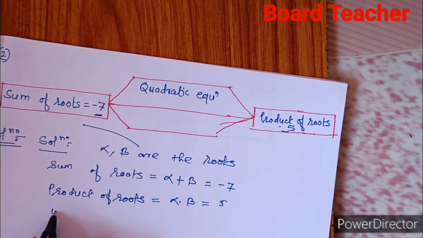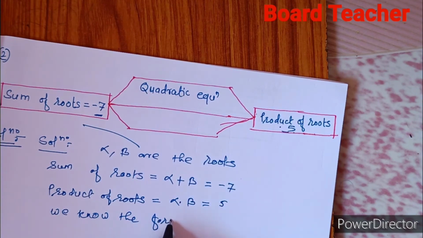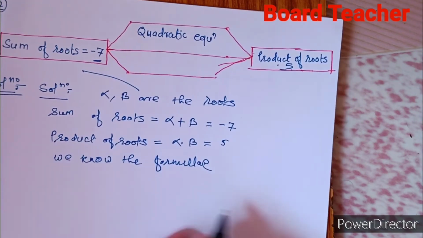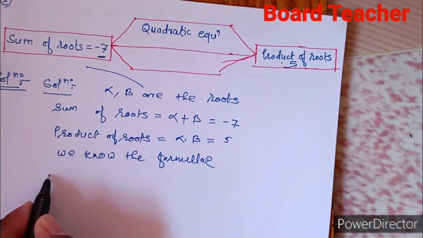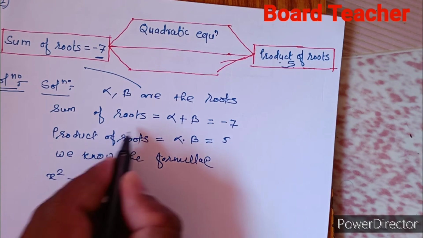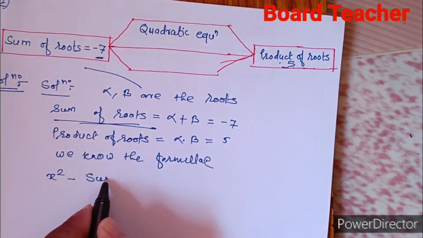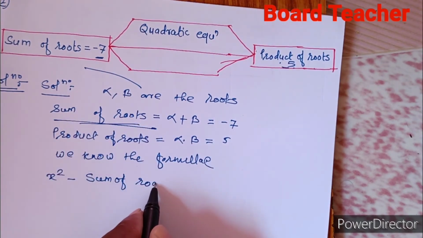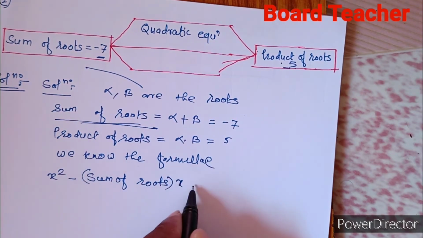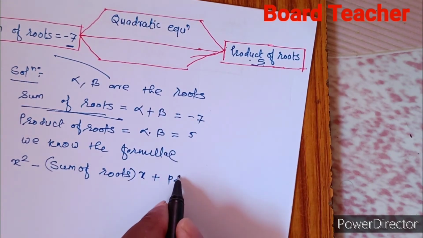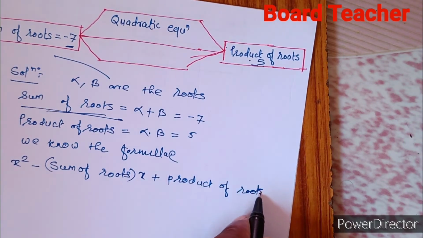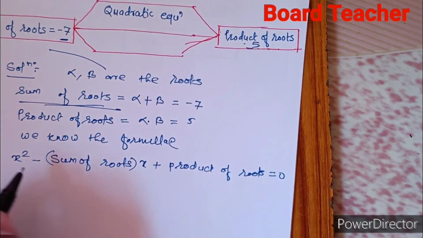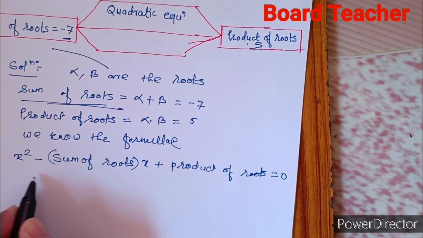Now here we know the formula. That is, if we know the sum of the roots and product of roots, we know the formula, that is x square minus sum of roots into x plus product of roots equals to 0.